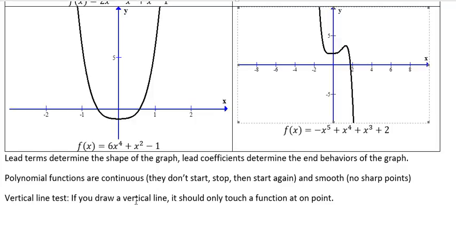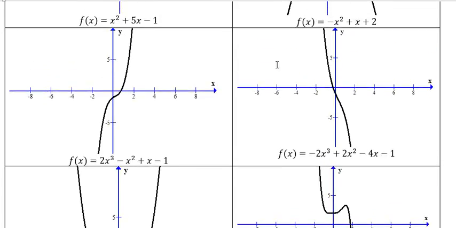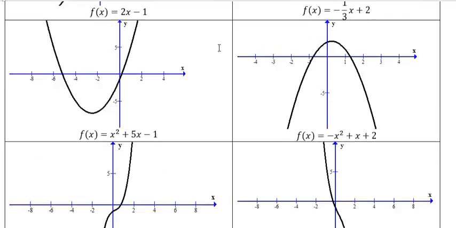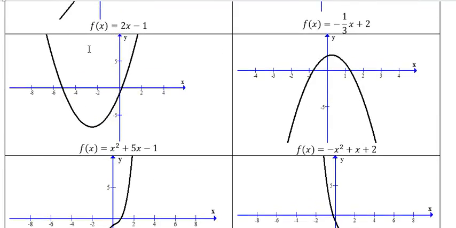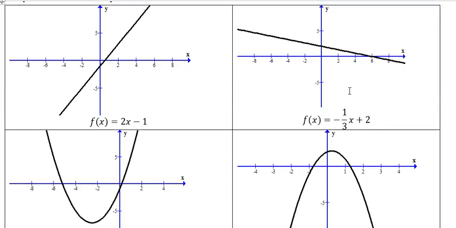And then the vertical line test is if you draw a vertical line, it should only touch a function at one point. So if you had a different kind of function that wasn't polynomial, we could still use the vertical line test. Think about a vertical line going anywhere down here. Even though this looks pretty vertical, it's actually not. Anywhere I draw a vertical line, it should only touch the graph at one point. If it touches the graph at more than one point, then it's not a function. So the vertical line test is very easy to check. Draw a vertical line, making sure that it's only going to touch your function at one place.